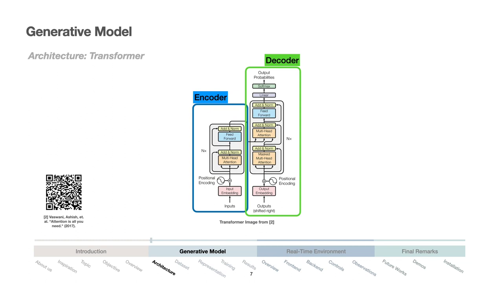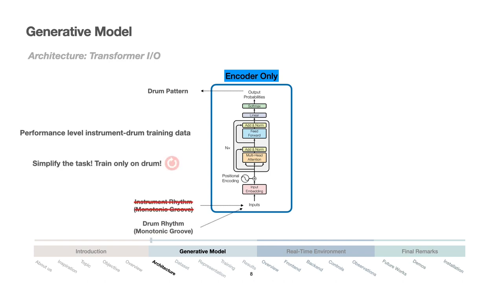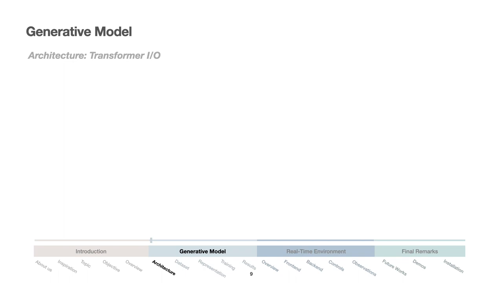For this work, we decided to use only the encoder section of the transformer. In the context intended for the generative engine, for a given input instrumental rhythm, we needed to generate an accompanying drum pattern. To do so, we needed to use a sizable performance level data set of drums accompanying instrumental parts. However, inspired by tap-to-drum, we decided to simply train the model only on drums.